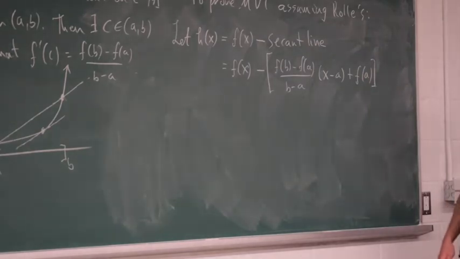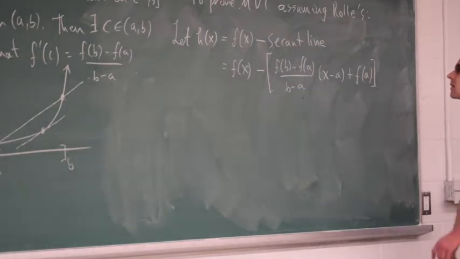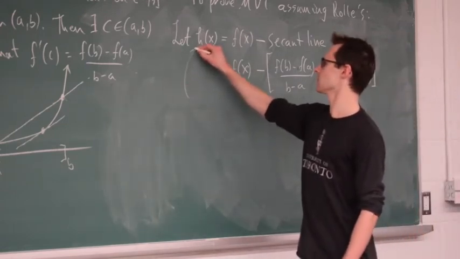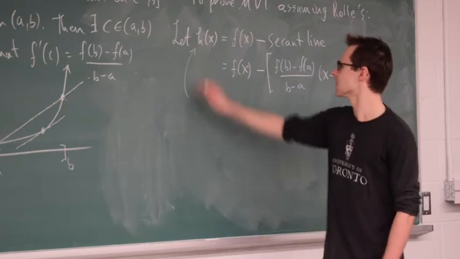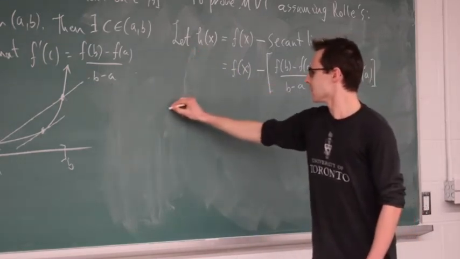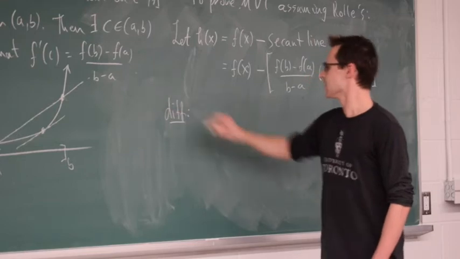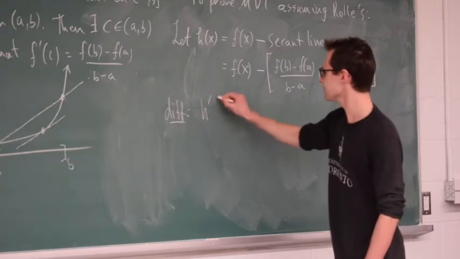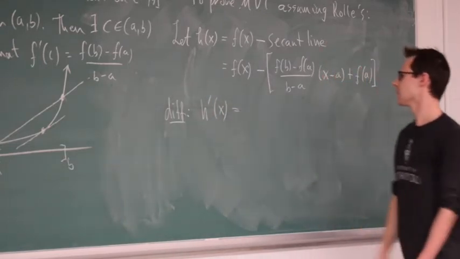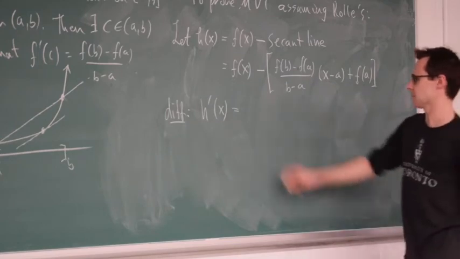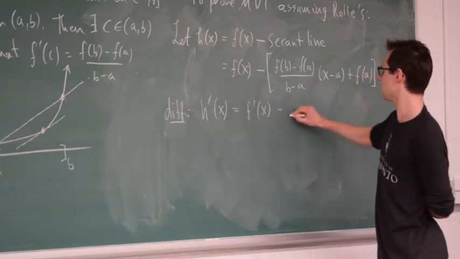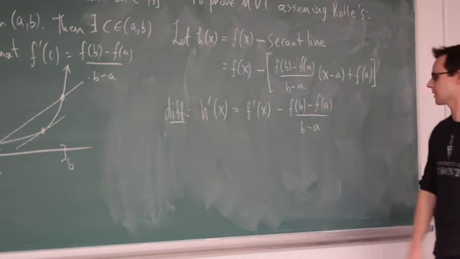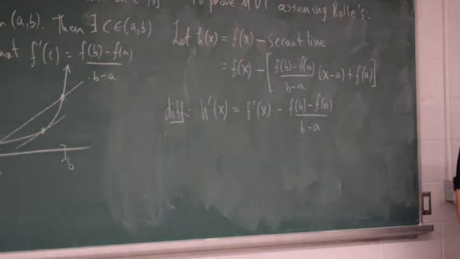Okay, so cool. There's our new function, h of x, which is f of x minus the secant line. Sometimes we call this an auxiliary function. I'm not going to attempt to write that word. You guys get it. Differentiate. Since f is differentiable, h is differentiable. h prime of x is equal to f prime of x minus f of b minus f of a over b minus a. The other stuff reduces to zero.